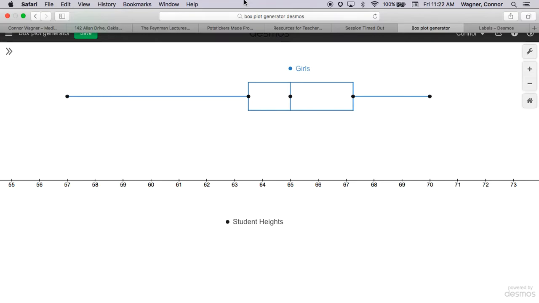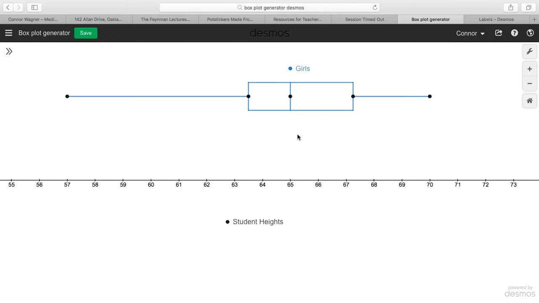And so here I made a box and whisker plot that talks about student heights. And this is a box and whisker plot about the heights of girls. And we're going to assume this is just middle school. Say it's sixth grade girls. And what this does is it breaks the data into four parts.